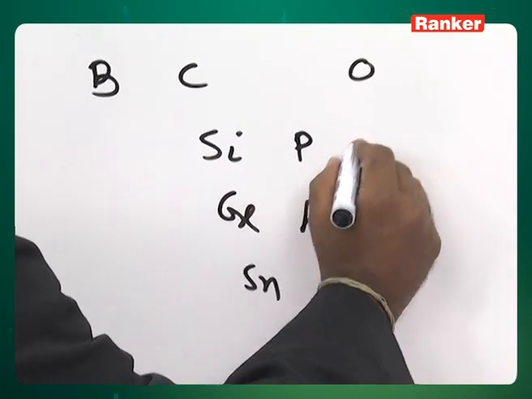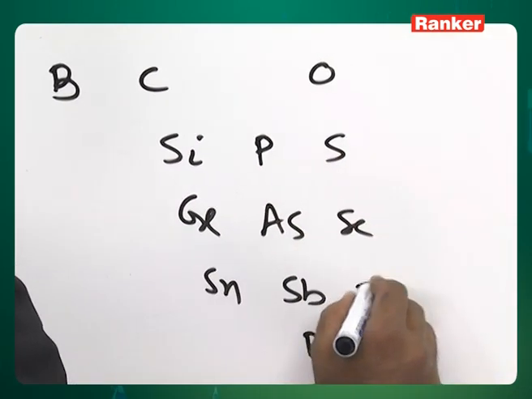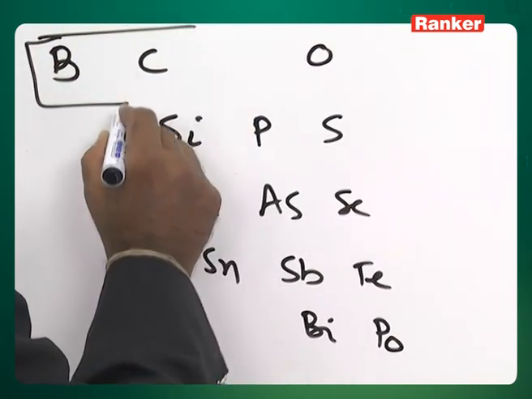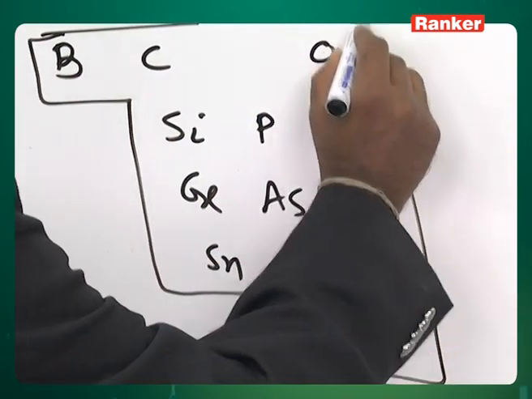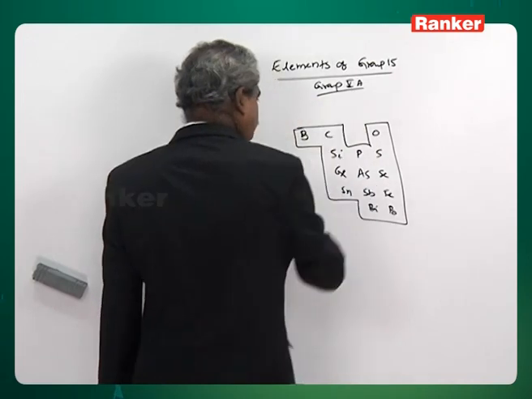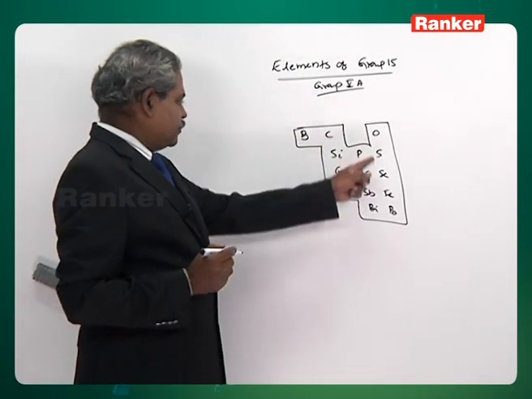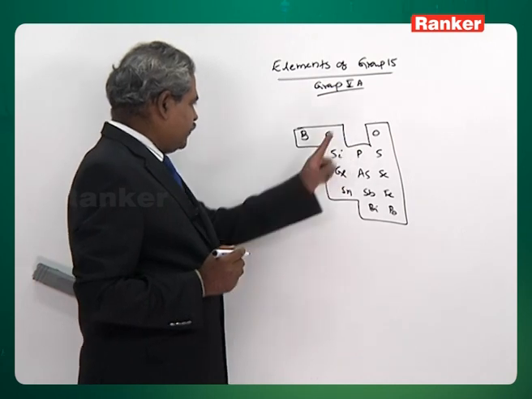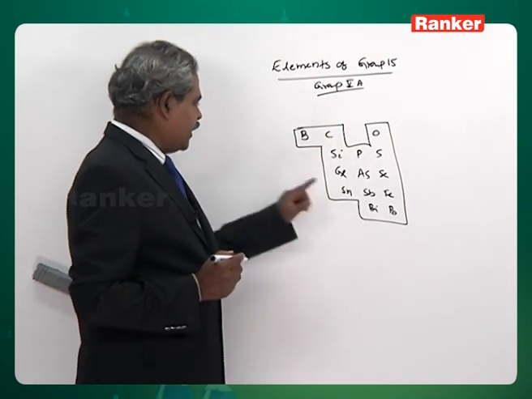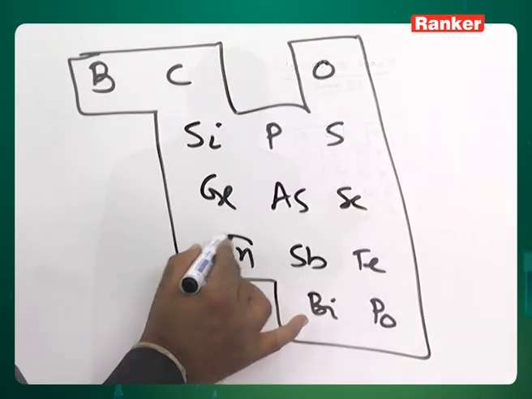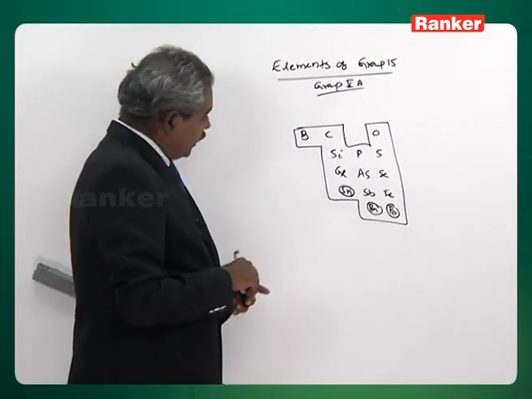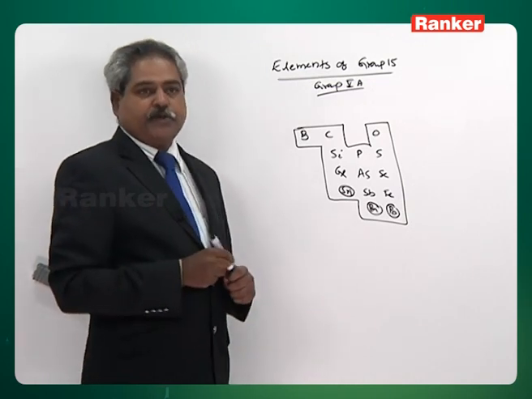Oxygen, sulfur, selenium, tellurium, polonium. All these exhibit allotropy. All the elements from the sixth group. Except nitrogen, everyone from the fifth group, and except lead, everyone from the fourth group. Stannum, bismuth, polonium, they are metals, but still exhibit allotropy.